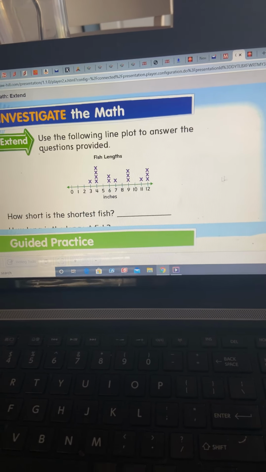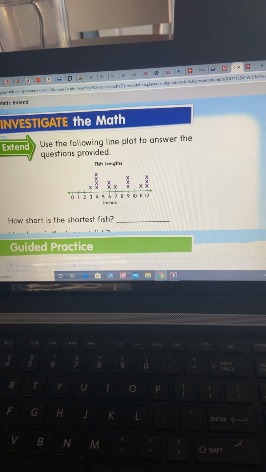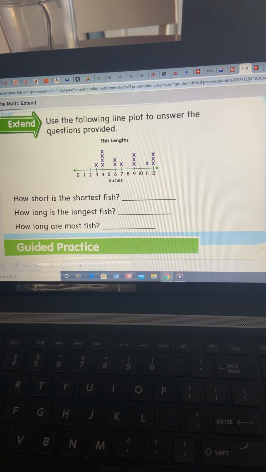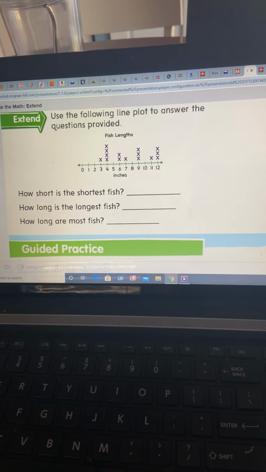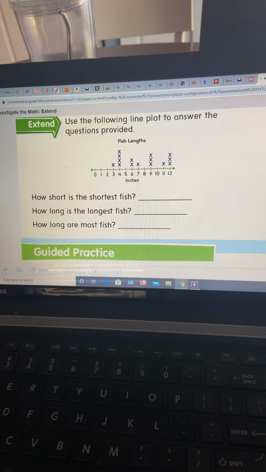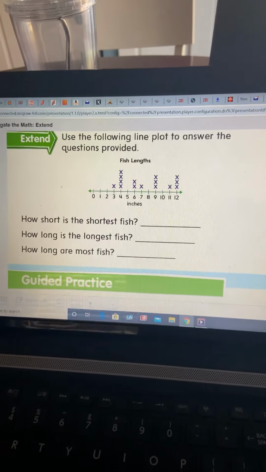All right, let's say you went fishing. Let's hope that's something we all get to do soon, right? Nice and warm out. And you're going to use the following line plot to answer the questions provided. But first I want to talk about the line plot.